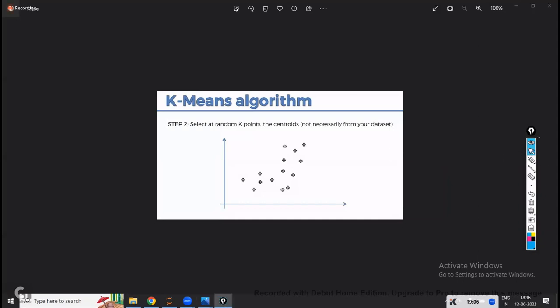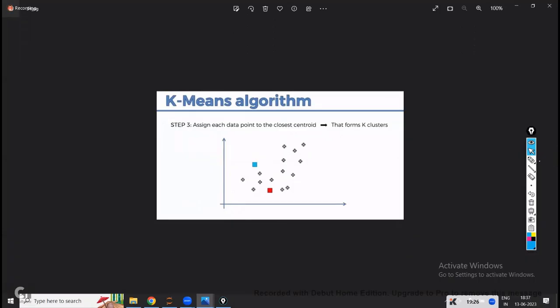And it should not necessarily be a point in the data set. Means exactly this data point only you have to select, or this data point, there is no rule like that also. You can choose whatever you want. For example, I'm choosing these other 2 points. Okay. Now, after choosing the 2 points, what is step number 3?